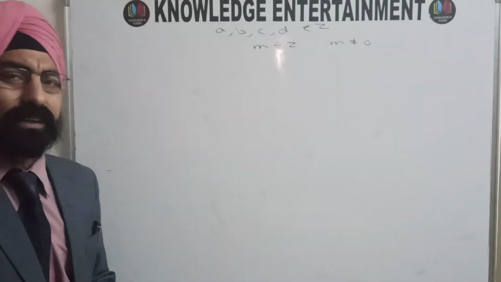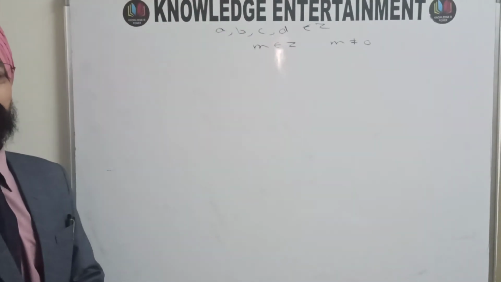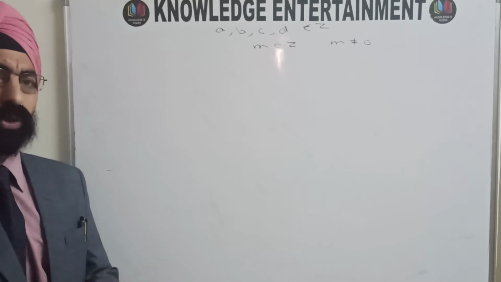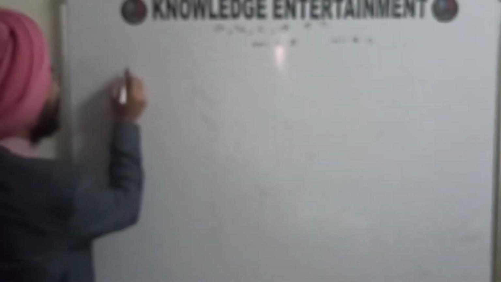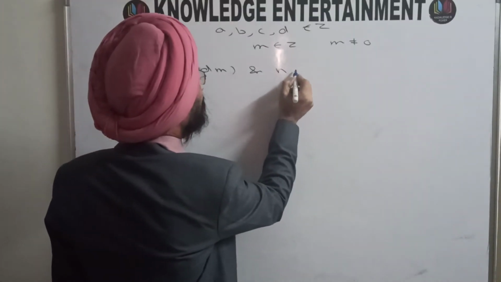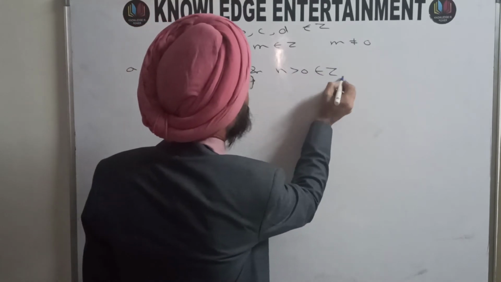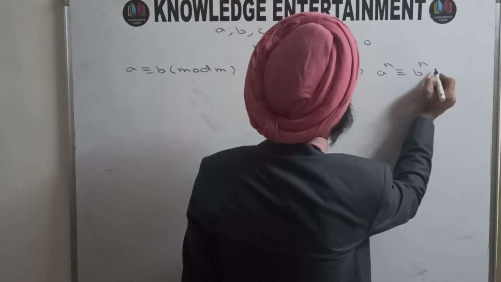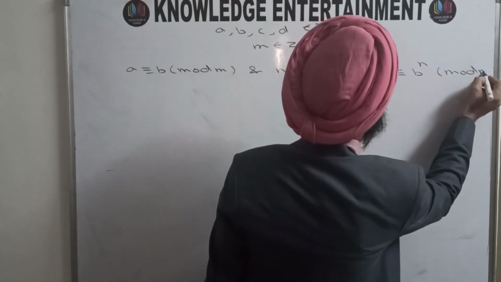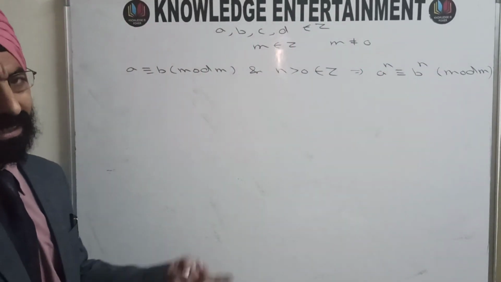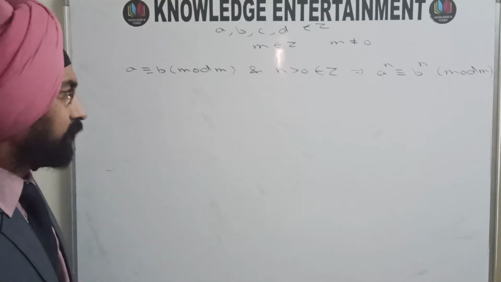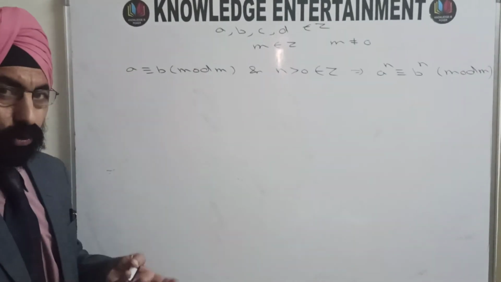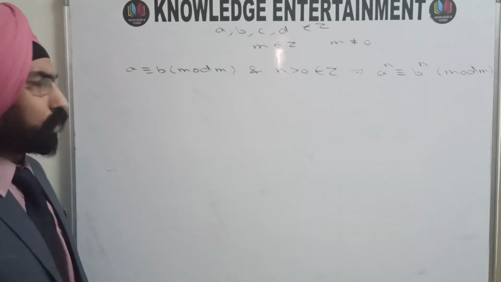And I'm going to prove another very important result which will be used later on: that if A is congruent to B modulo M, and N is any positive integer, N is greater than 0 and N is an integer, then A raised to the power N is congruent to B raised to the power N modulo M. That is another very easy result to be proved, but not so trivial. It is easy but not so trivial.